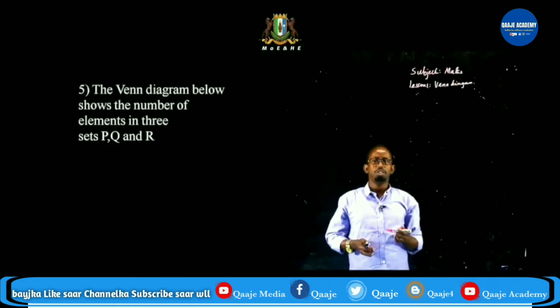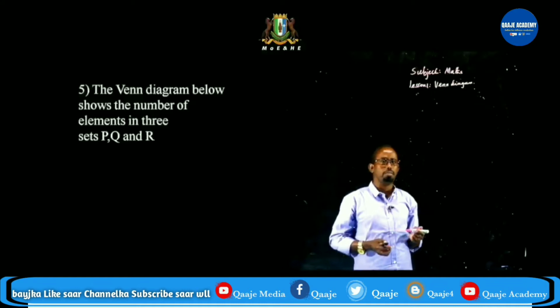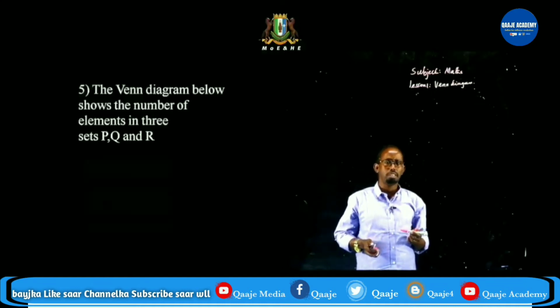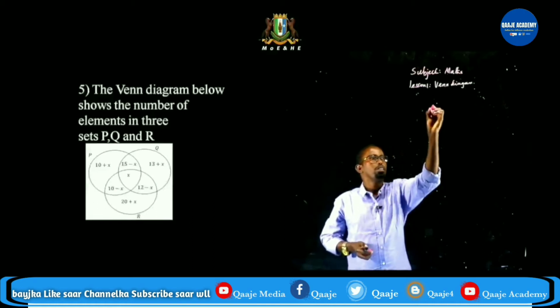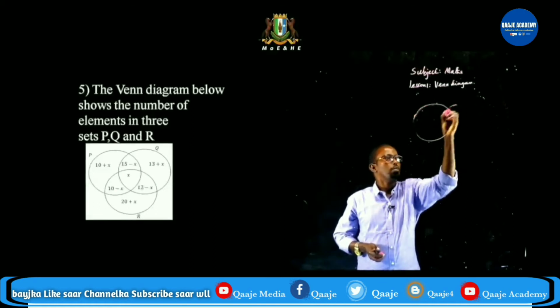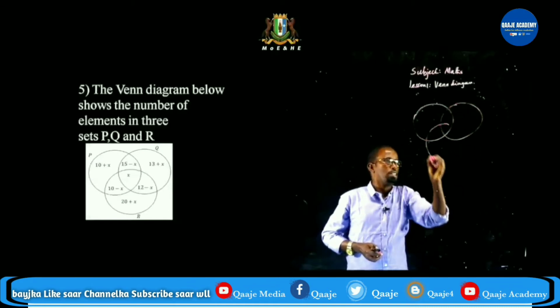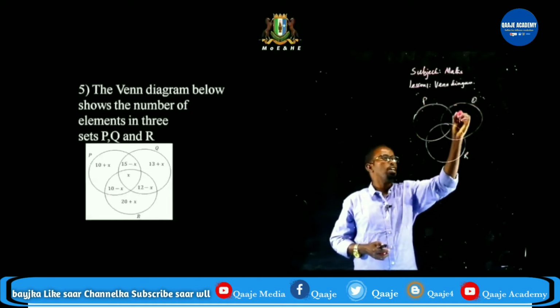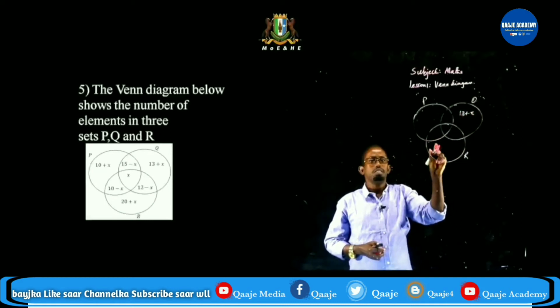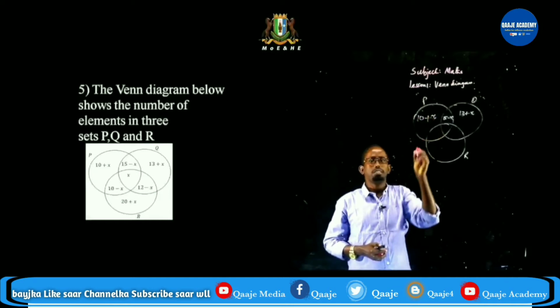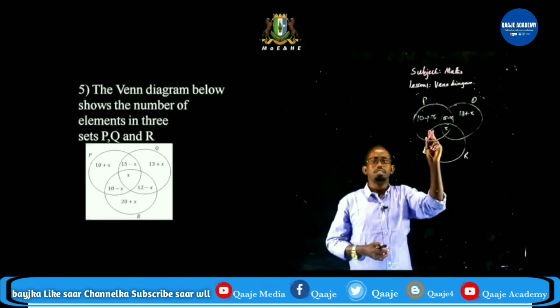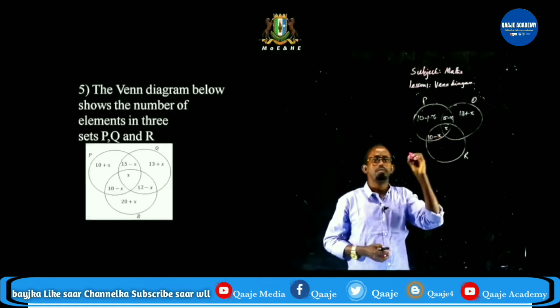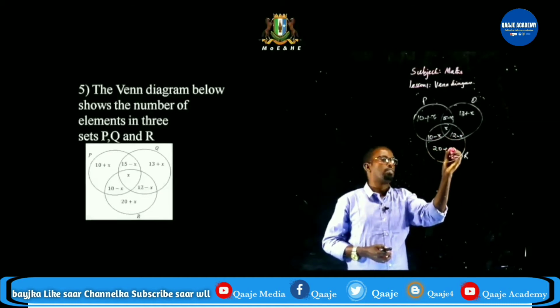The Venn diagram, the last question. The Venn diagram below shows the number of elements in 3 sets, set P, Q, and R. That is the 3 sets, set P, Q, and R. Here we have 13 plus X, 15 minus X, 10 plus X, X, this is 10 minus X, 12 minus X, then 20 plus X.